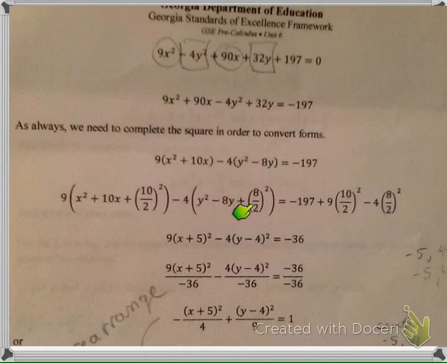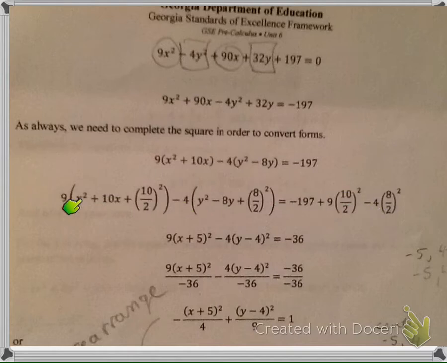So I added 10 over 2 squared, or 25, to this side, and I'm adding 8 over 2, or 4, squared to this side. Now notice that this whole thing is being multiplied by 9, so that's the reason why over here they did 9 times this 25, and over here they're doing negative 4 times 16, because this represents 16, because when you put that in here, it would be multiplied by negative 4, so you have to do the same thing here.